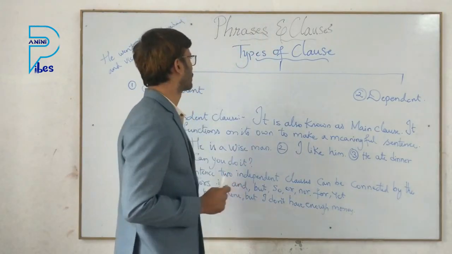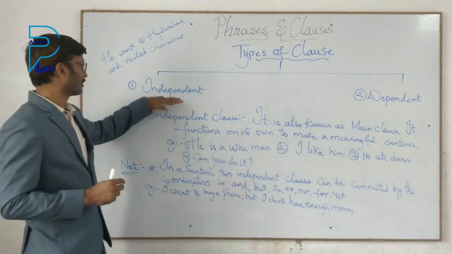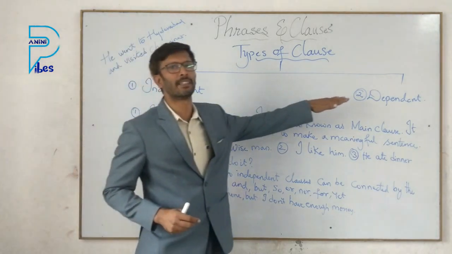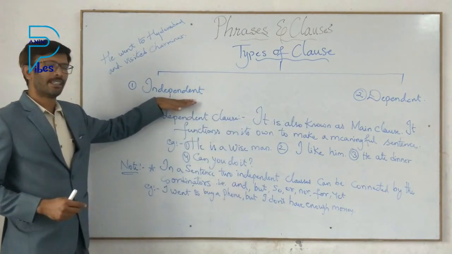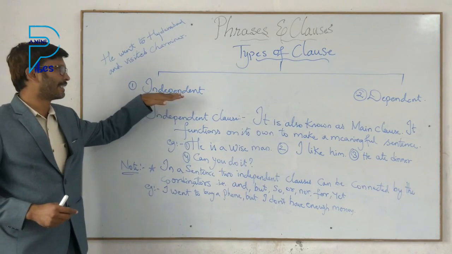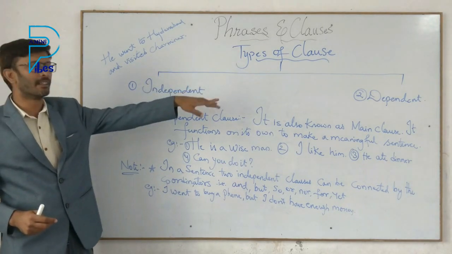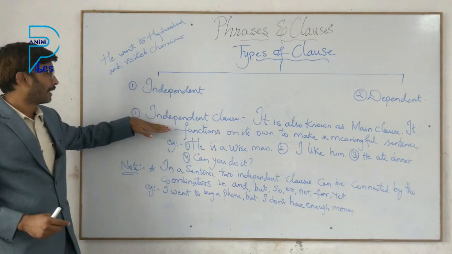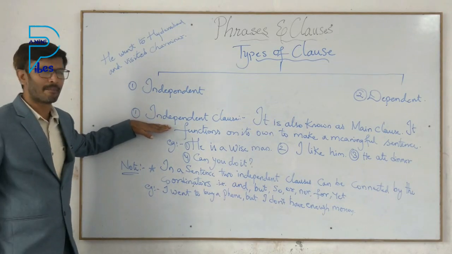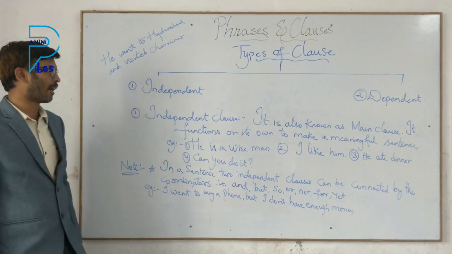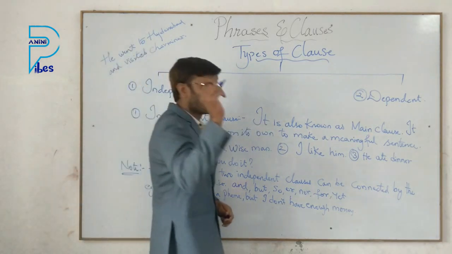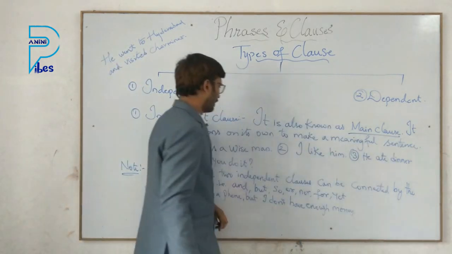Now the types of clauses. There are 2 types of clauses: one is independent clause and the other is dependent clause. The words themselves are saying that one is independent and the other is dependent. Let us learn about independent clauses in detail with examples. What is an independent clause? It is also known as a main clause.